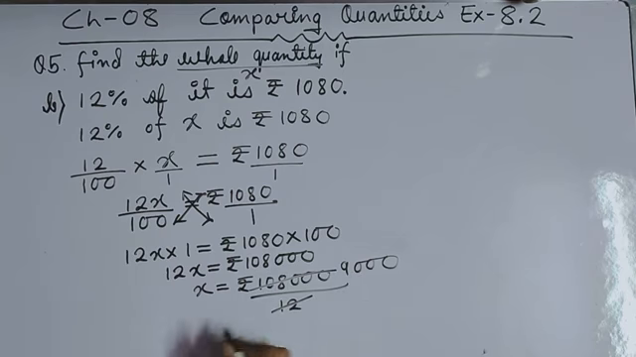That is, x is equal to 9,000. So the whole quantity whose 12% is equal to 1080 is what?